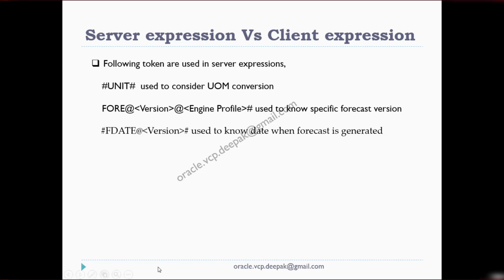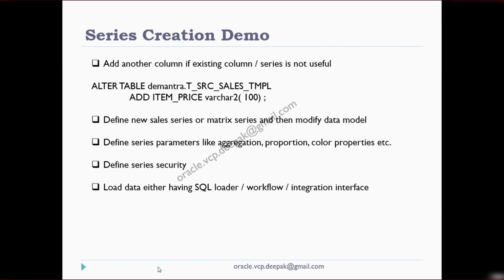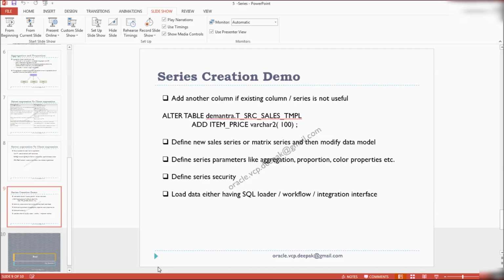So these are the tokens which are used only in the server expression. You cannot use the token in the client expression. Now we have to create one series. We have to load the data. We have to import the data, and we have to see how it looks. And while doing that, we have to see all these series properties.